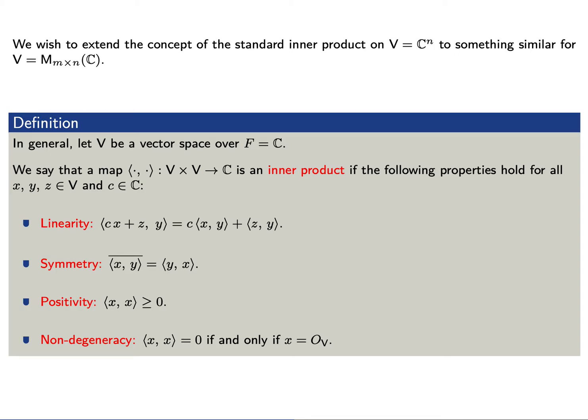Indeed, the difference between this slide and the previous slide is that the previous slide was a series of properties for a specific map. Here, we're using this as a definition to say if we have any map at all that we're calling here angle bracket, this will be called an inner product if these four properties are true.